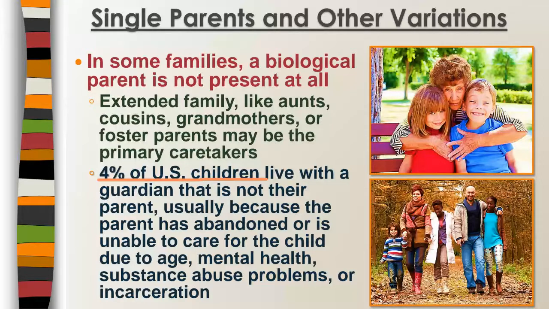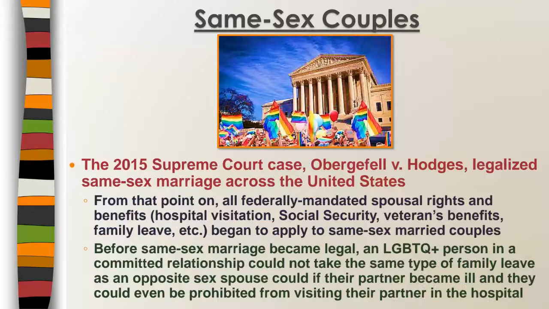And then, of course, one big variation to how we define marriage became federally official in 2015 with the case Obergefell versus Hodges, which legalized same-sex marriage across the U.S. From this point on, same-sex marriage was federally mandated across the country. Gay couples had spousal rights and benefits. They were now able to have hospital visitation rights, and Social Security, veterans benefits, and family leave all started to apply to same-sex married couples.